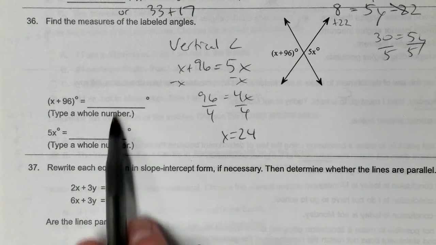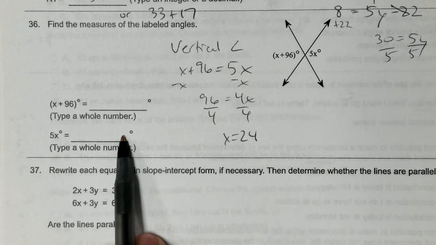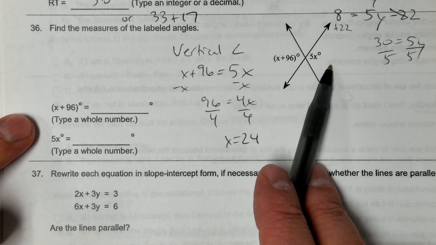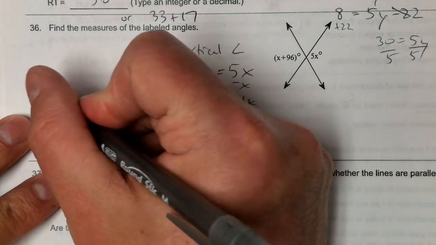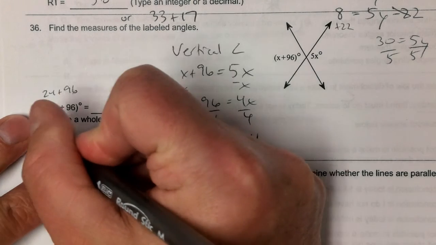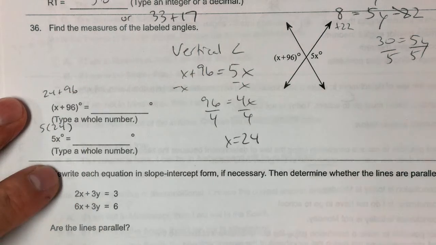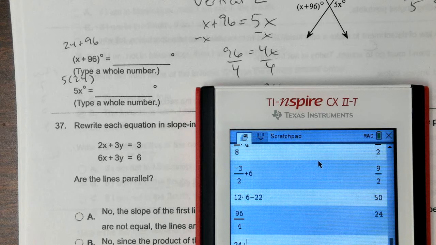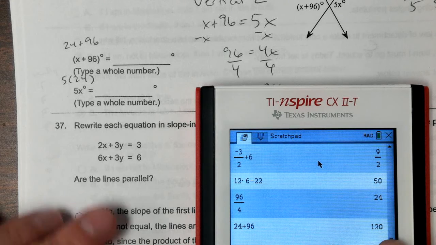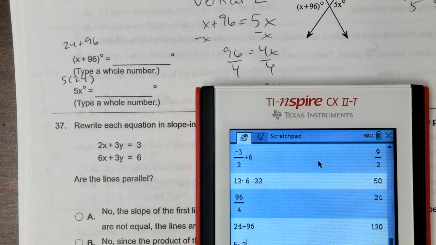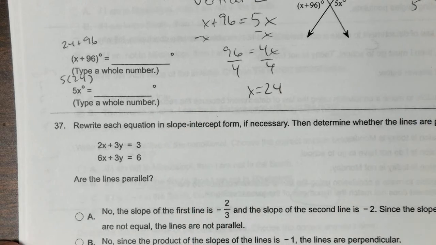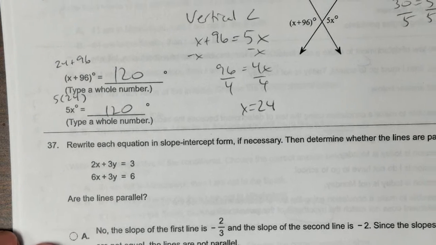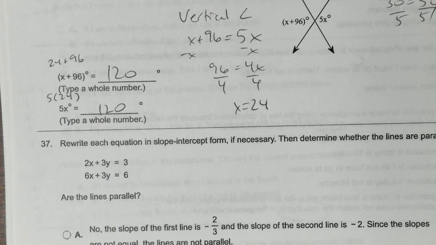Don't put 24 degrees for both of these. This is one where you should get the same answer for both. So if you do 24 plus 96, you get 120. If you do 5 times 24, you get 120. So both of these are 120. Any questions?